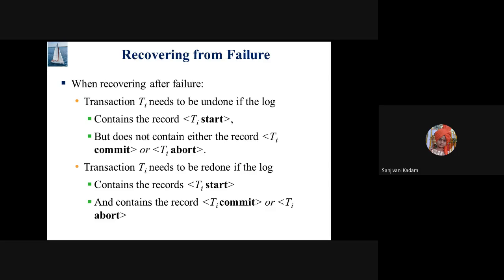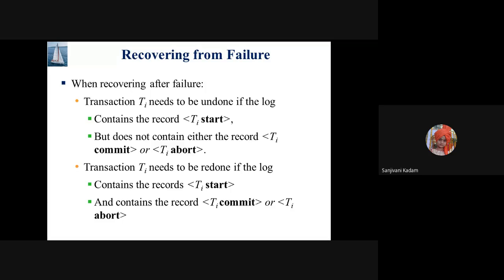Transaction TI needs to be undone. It means whatever changes are done by TI, we need to undo. If the log record contains TI start, and we don't have any record, neither TI commit nor TI abort, it means that the transaction had not reached the end of its phase. If the transaction is incomplete, then we have to simply abort that transaction and then undo the changes done by that transaction. This is fixed: if a transaction is incomplete, we have to abort it and undo all the changes.